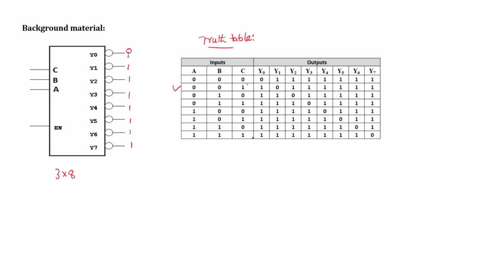For the input combination 0, 0, 1, only the output Y1 will be 0 and the remaining outputs are 1. Similarly, for the input combination 0, 1, 0, the output Y2 will be logic 0 and the remaining outputs will be 1. Similarly, when all the inputs are logic 1, the Y7 output will be logic 0 and the remaining outputs are 1. So this is the operation of the 3x8 decoder.